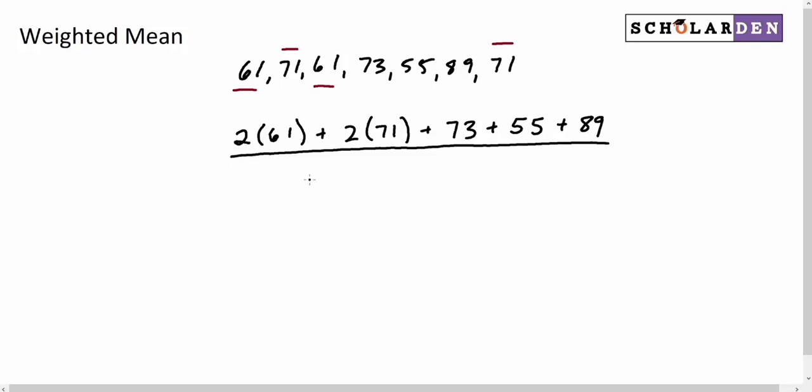And we could look at that as 2 61s plus 2 71s, and then 1 of each of the other ones. Okay, adding the top gives us 481. Adding the bottom gives us 7 for 7 data points. And then we divide that to find the weighted mean, or just the mean. And that gives us 68.7.